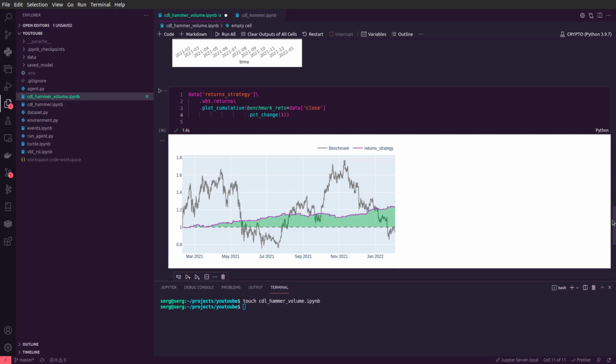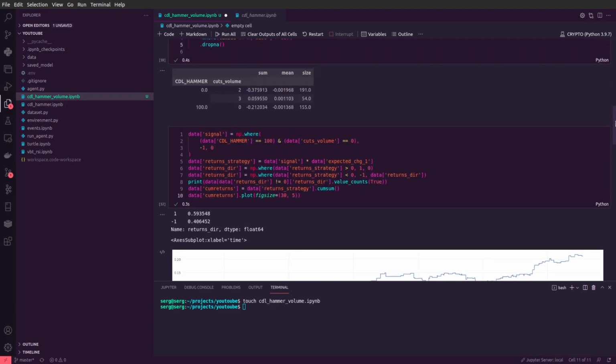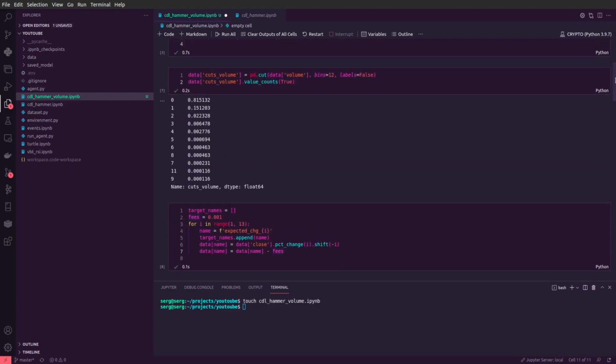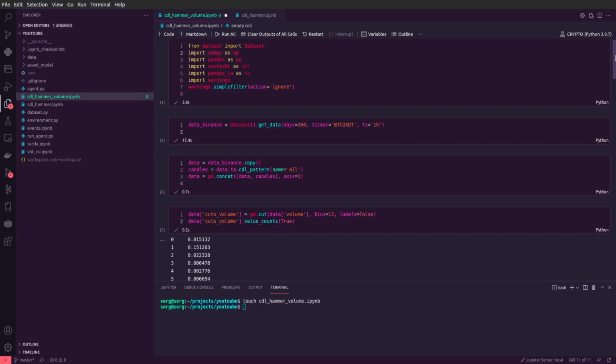This is a simple example for you of how you could do research and how you could improve your trading experience.